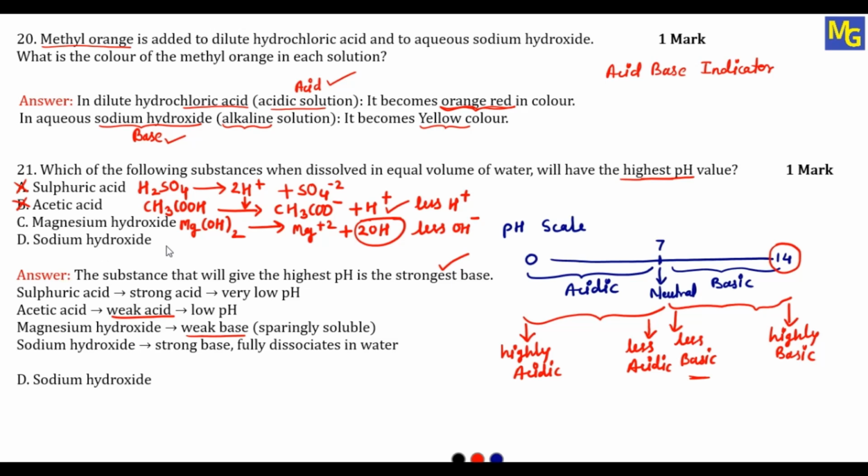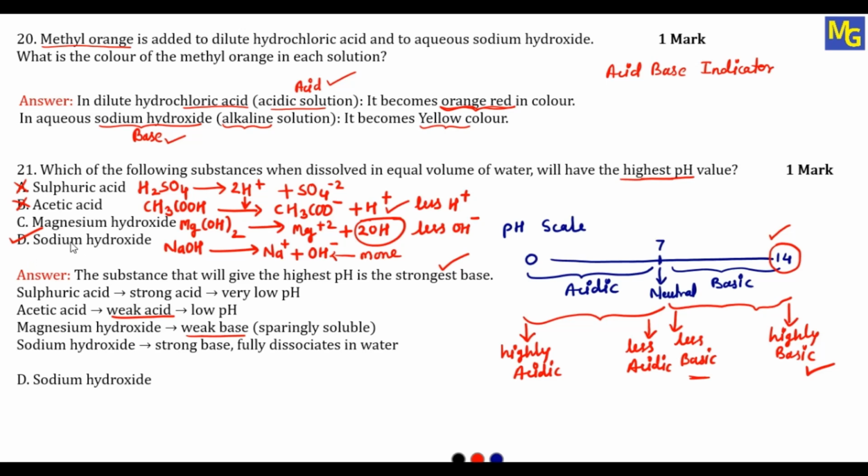Sodium hydroxide, that is NaOH. This is a strong base because when it is added in water, all NaOH molecules will split to give Na plus and OH minus. Therefore, whatever OH minus ions we have, those will be more in number. And because OH minus are more, they will be highly basic, and highly basic means the pH value will be highest, somewhere 13 or 14. According to the question, this will be the exact match.